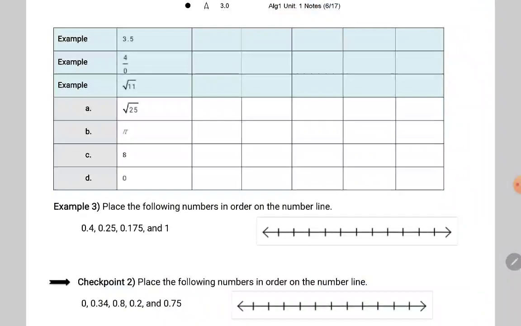3.5. So 3.5 is not a whole number. So we're going to write this up here. Whole, integer, rational, irrational, real. So 3.5 is a real number. Now, is it rational or irrational? Remember, rational, we include decimals that stop. So it stops at 0.5. So yes.